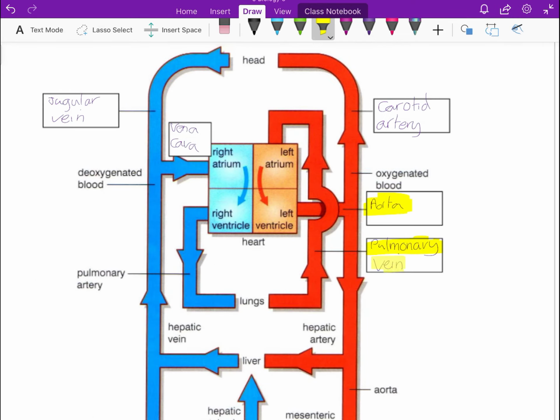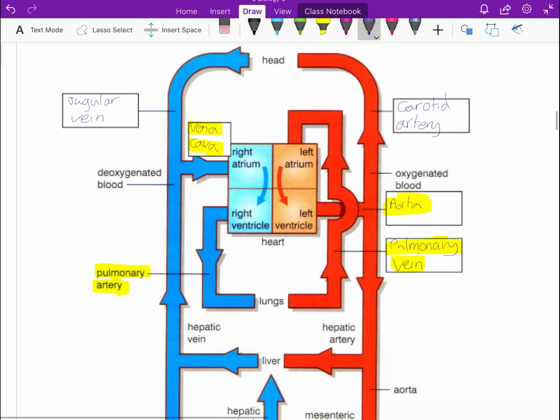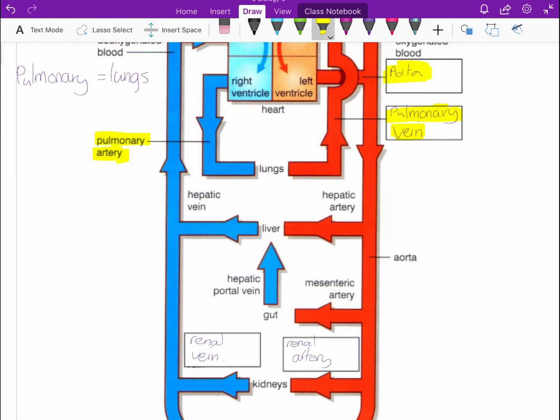So just to highlight the ones that you do need to know, we've got the four blood vessels of the heart and lungs, with the vena cava, the aorta, the pulmonary vein, and the pulmonary artery. Now that word pulmonary means that it's a blood vessel that is associated with the lungs.